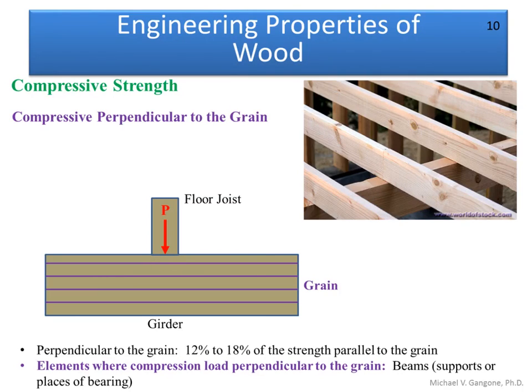All right, so you're going to see some type of a lateral collapse of the fibers as a result of that compressive force. And if you look down here, that compression perpendicular to the grain is somewhere between 12 and 18% of the overall strength parallel to the grain. Okay, so if you have 1,000 psi as your compressive strength parallel to the grain, then perpendicular to the grain is probably going to be somewhere between 120 and 180 psi perpendicular.